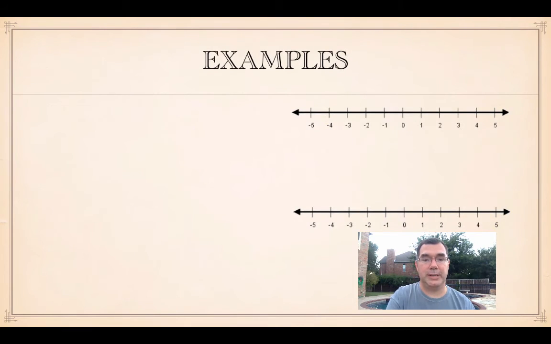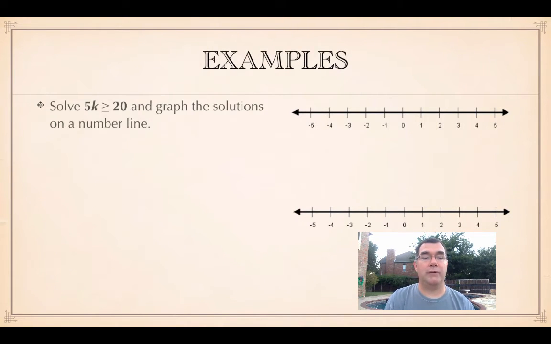Okay, so here's some examples. So I am solving 5k is greater than or equal to 20, and I'm going to graph the solutions on a number line. Well, k is being multiplied by 5, so to undo that I need to divide both sides by 5. So what that looks like is k is greater than or equal to 4. So the 5k becomes just a k, the 20 becomes just a 4.